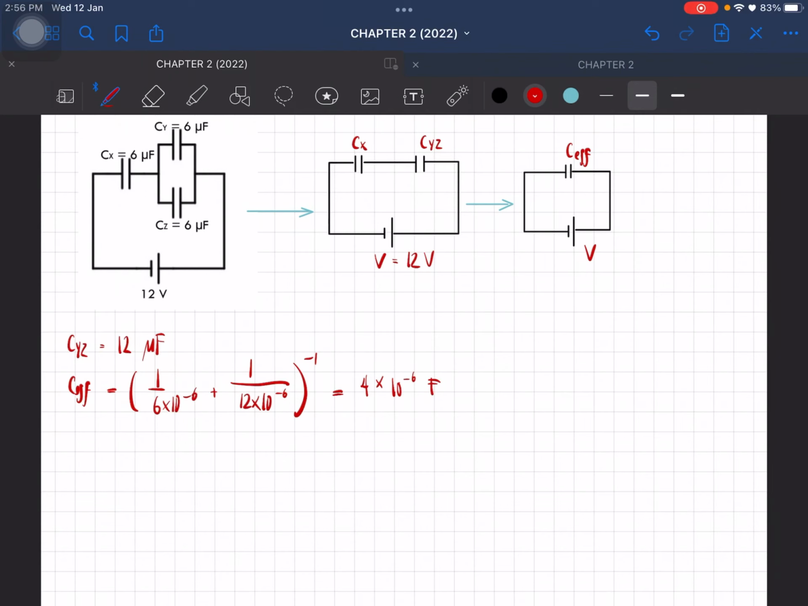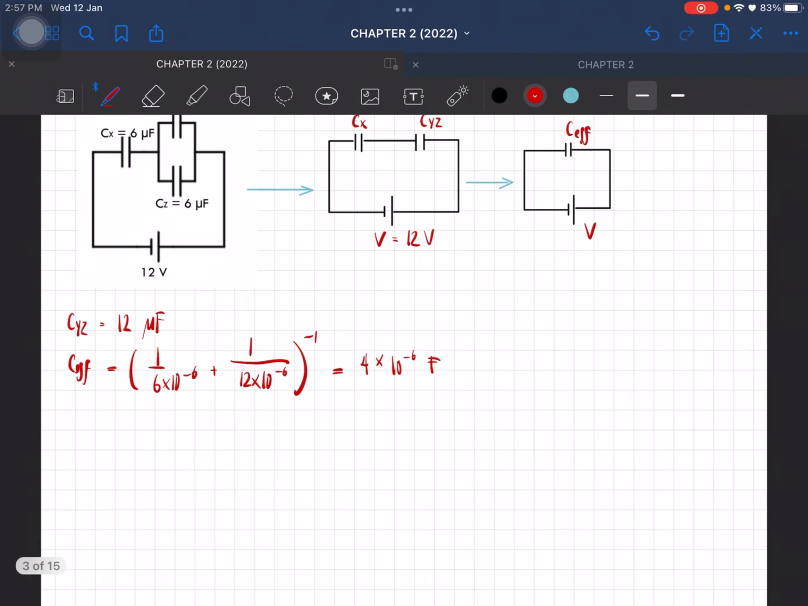Okay, so from here we can then find the total charge. The total charge is just C effective times the supply voltage. So it is 4 times 12 volt. So you should get the total charge to be equal to 4.8 times 10 to the negative 5 coulomb.